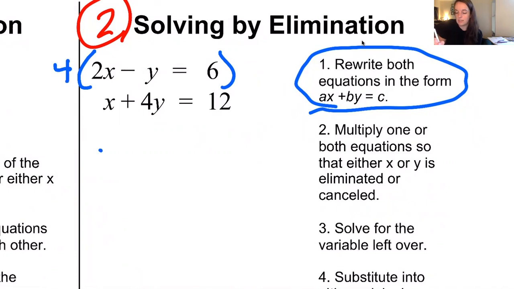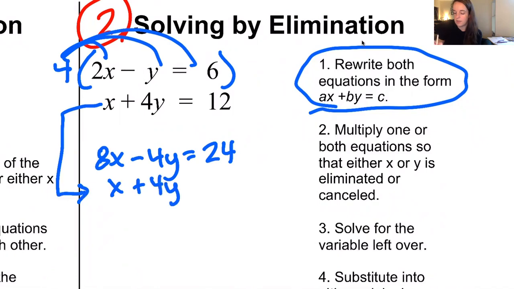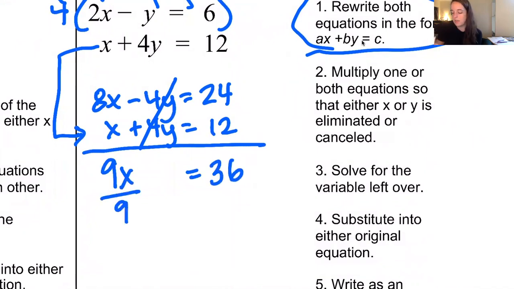So I would have 8x minus 4y equals 24. So that's that first equation. Go ahead and write down the second one. x plus 4y equals 12. So now when I add these equations together, you can see, okay, negative 4y and positive 4y, that would make 0. And I'm going to go ahead and add these. 9x equals 36. Right, I'm starting to recognize this from the last one. Dividing by 9, I would have x equals 4.